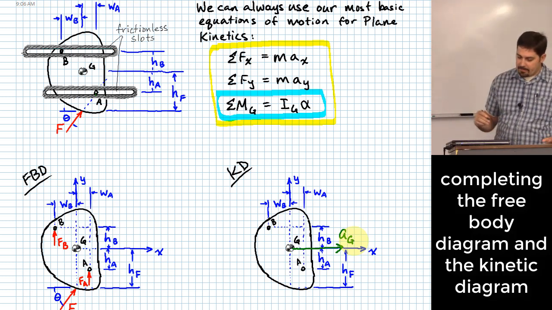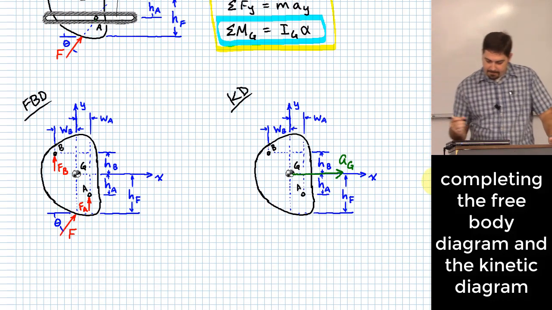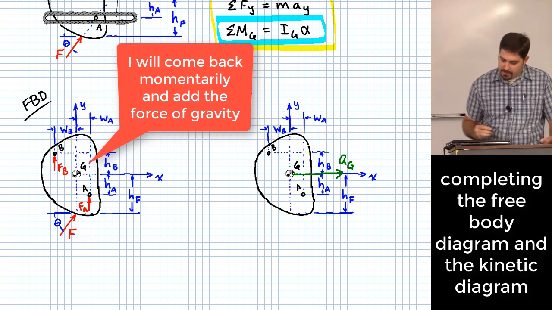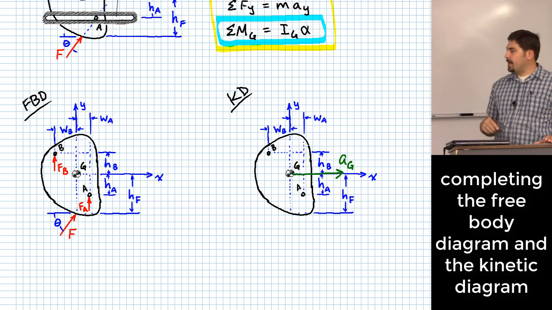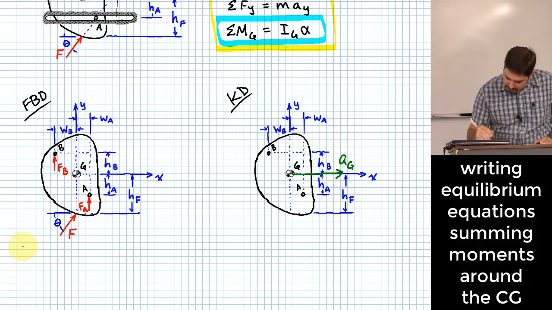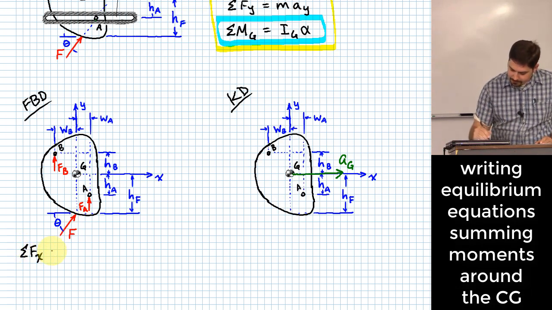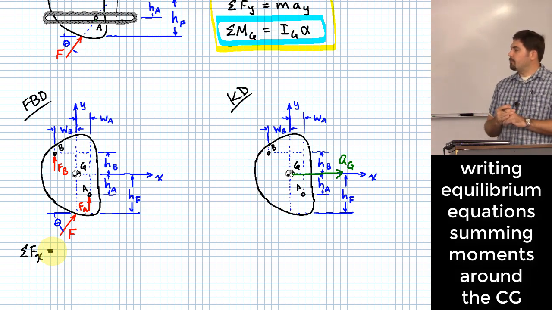All right, so I didn't have to add much, but that's how I got my free body diagram and my kinetic diagram. Once I have these diagrams, I'm ready to write equations. Okay, so which equation do you think you might like to write first? All right, let's just go in order: x, y, and then moments. So we'll first sum forces in the x. Okay, in the x direction, what forces do I have that have x components there?